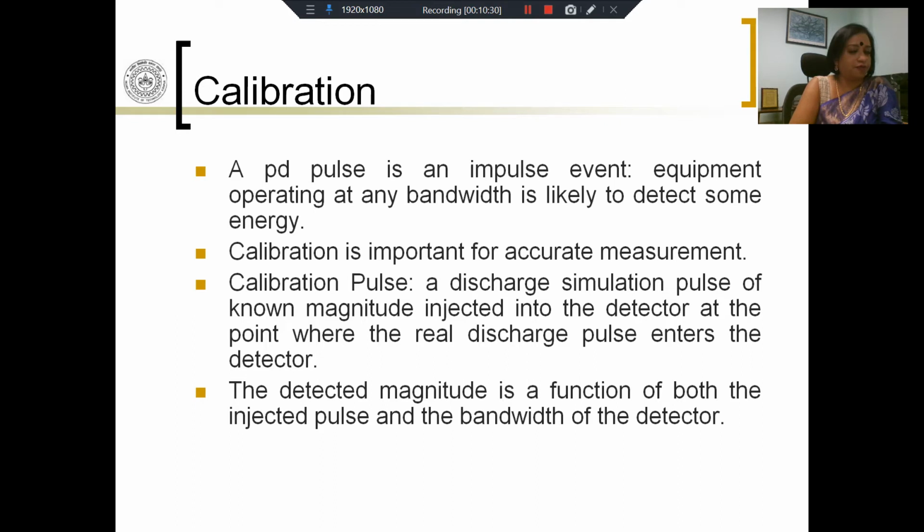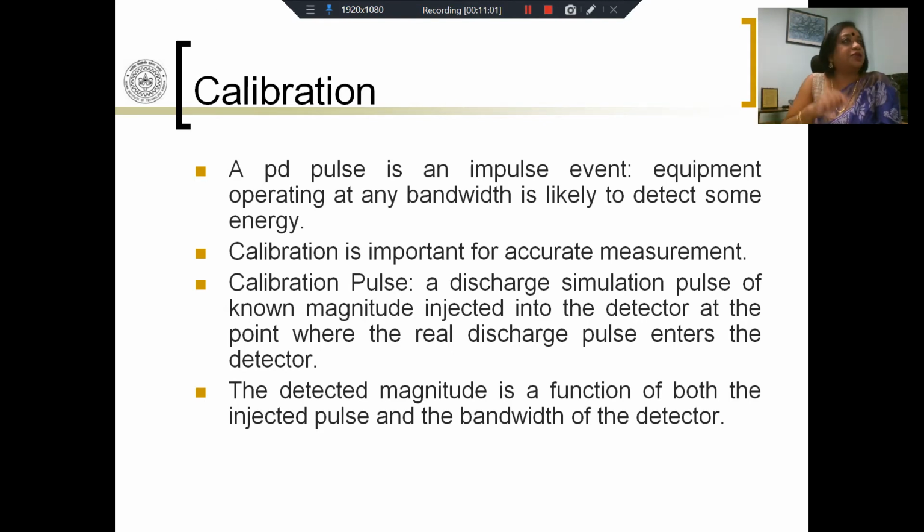Especially because of that reason, and also because in most measurements you have to have calibration, calibration is of utmost importance in PD measurements. A PD pulse is an impulse event. So what is the frequency component of a PD pulse? It's in a nanosecond duration, which means that it will have a whole plethora of frequencies, an infinite number of frequencies, from low frequencies to high frequencies. All frequencies will be present.